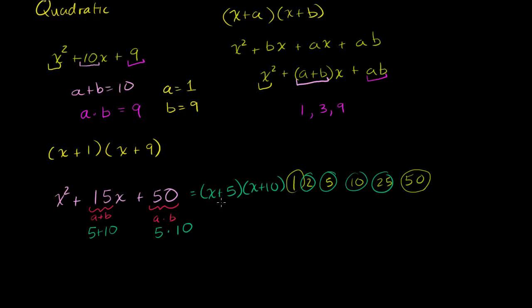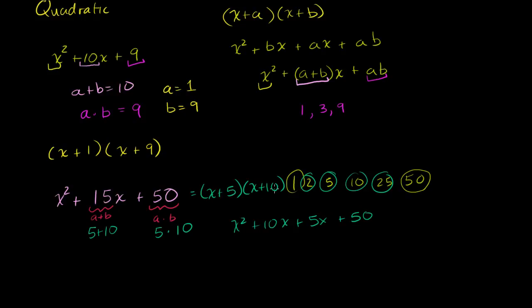And multiply it out. I encourage you to multiply this out and see that this is indeed x squared plus 15x plus 50. In fact, let's do it. X times x, x squared. X times 10, plus 10x. 5 times x, plus 5x. 5 times 10, plus 50.